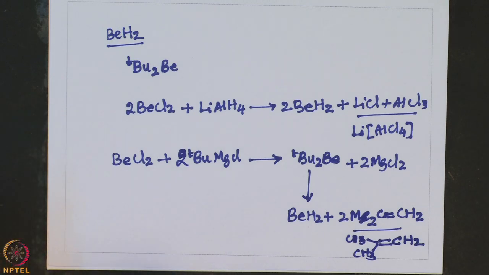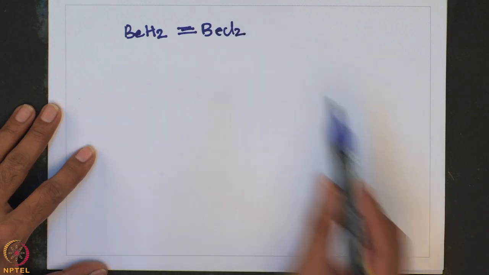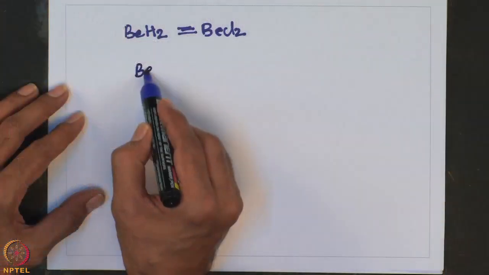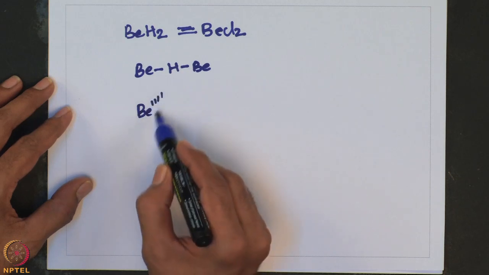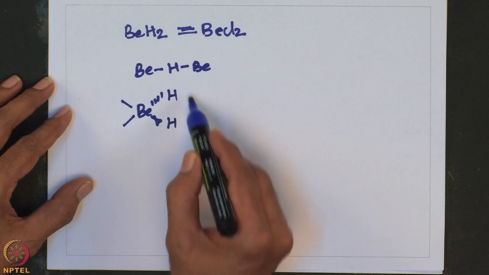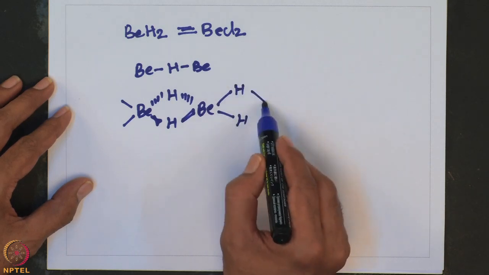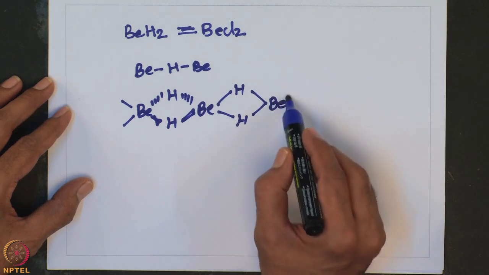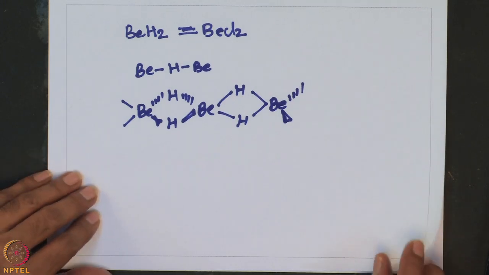So, beryllium hydride structure is very similar to BeCl2. In fact, in both the cases, whether it is beryllium hydride or beryllium chloride, the beryllium species act as Lewis acid as well as Lewis base. As a result, what happens? They form adducts having these Be-H-Be bridges, and they associate to form a one dimensional chain like this. So, it goes like this. A similar structure one can show for beryllium chloride as well in the solid state.